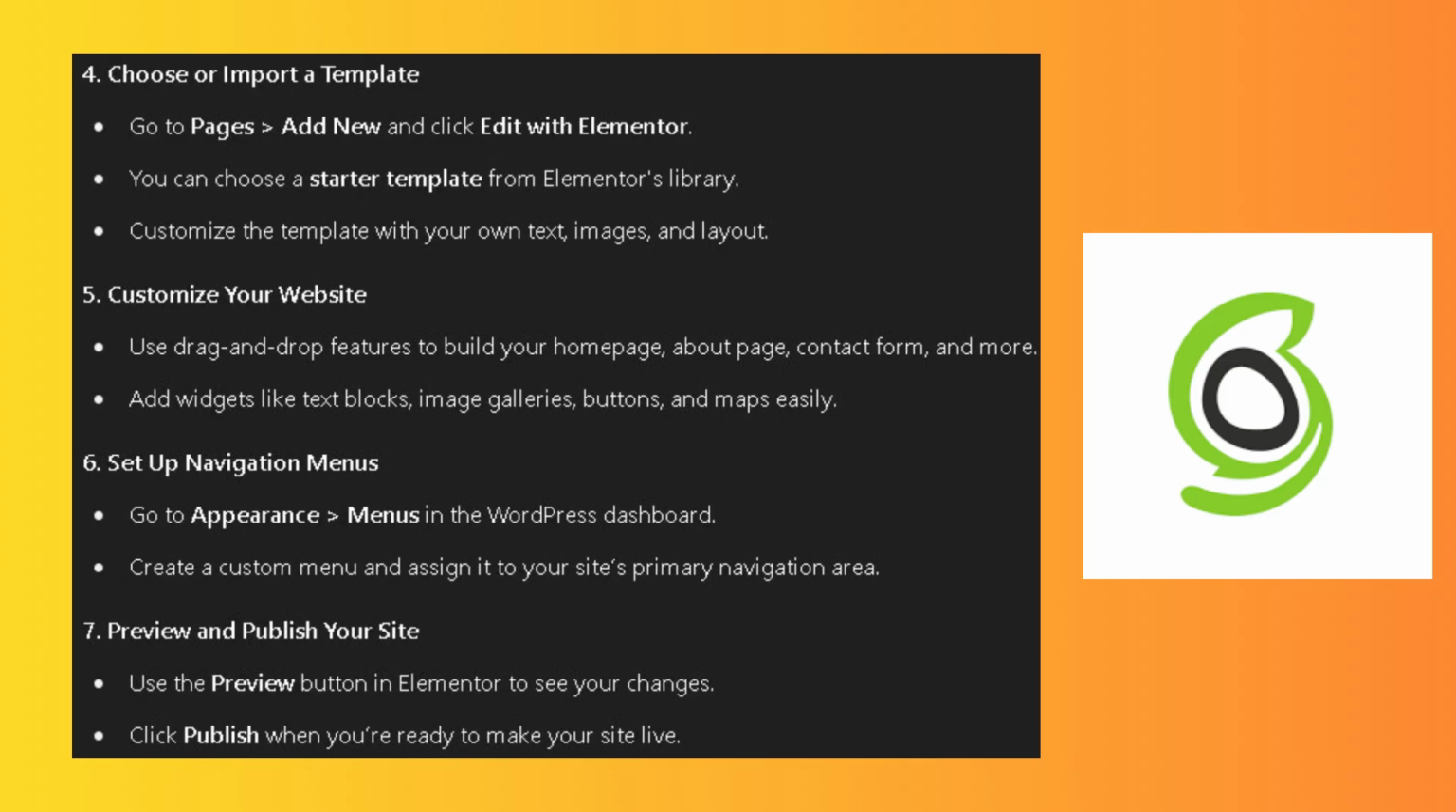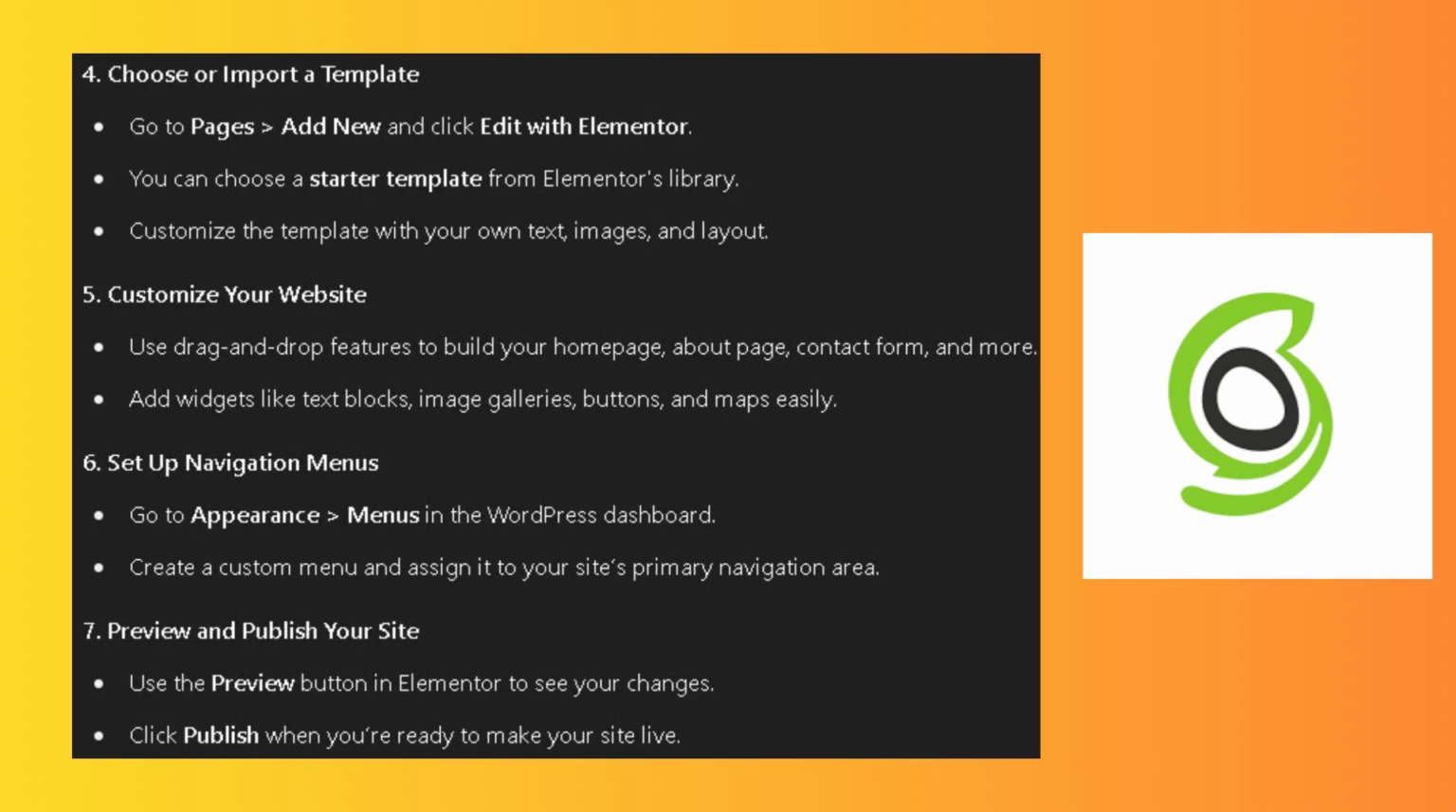You can choose the starter template from Elementor's library. Customize the template with your own text, images, layouts, and even color scheme. Customize your website. Use the drag and drop features to build your homepage, about page, contact forms, and other pages you may need. Add widgets such as text boxes, images, galleries, buttons, and more.